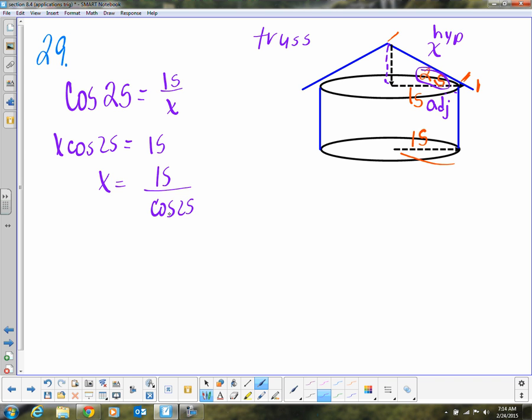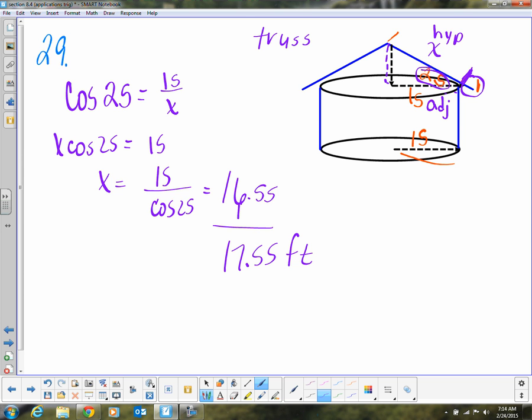So whatever that is, that is x. Is that the length of the segment he wants? What do you have to do when you get this answer? What is this answer, by the way? 16.55. Is that how long this piece of wood is going to be? We have a 1 foot overhang, so we've got to add another foot to it. So that's going to be 17.55 feet.